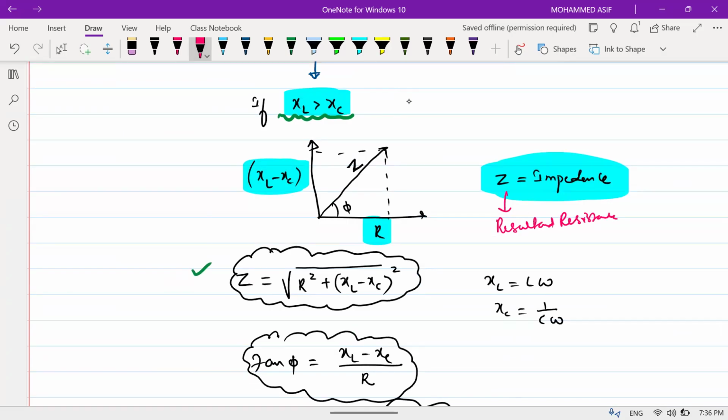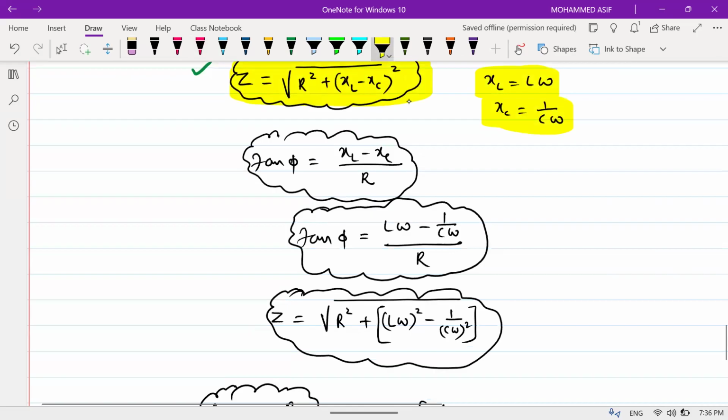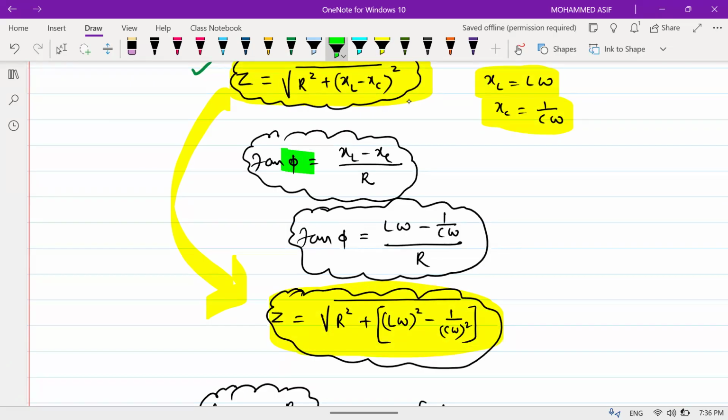In AC, that resultant resistance is called impedance. Impedance is given by the formula Z equals under root of R square plus (XL minus XC) whole square. XL value is L omega, XC value is 1 by C omega. So if I substitute those values, I can redraw this like this: Z equals under root of R square plus (L omega minus 1 by C omega) whole square. If I'm writing the angle, tan phi is equals to XL minus XC.